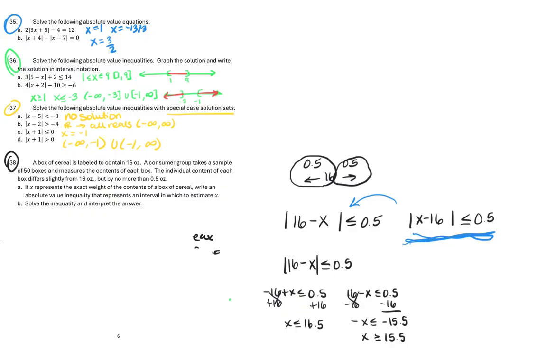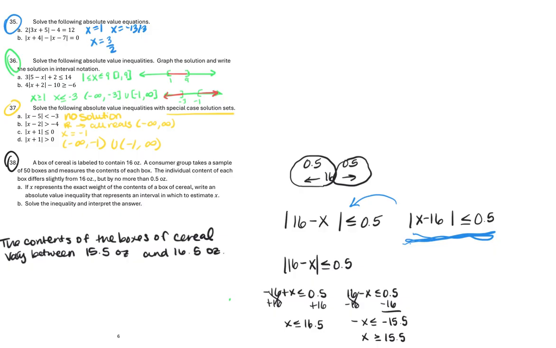So for part B, we can say the contents of the boxes of cereal have to vary between 15.5 ounces and 16.5 ounces. If you think about it, you can add the 0.5 or you can minus the 0.5, so that gives you an easier way of doing part B. It's a fact check of whether I added 0.5 or minus 0.5. But we also have it in its inequality form, and also the contents when we're thinking about reality.